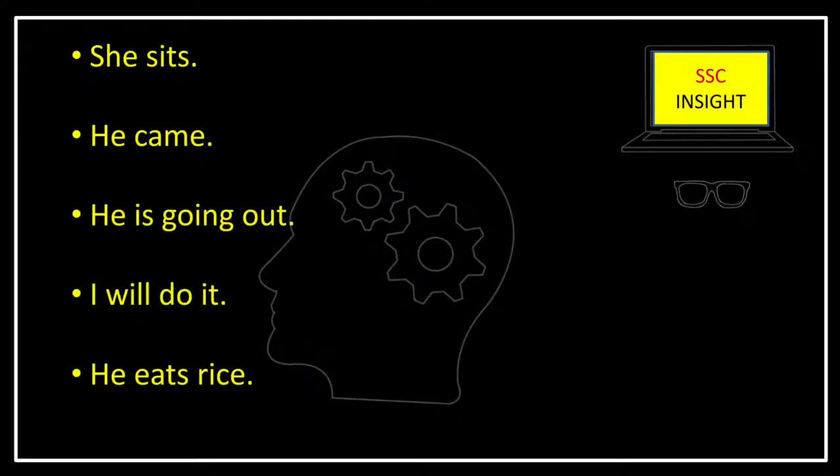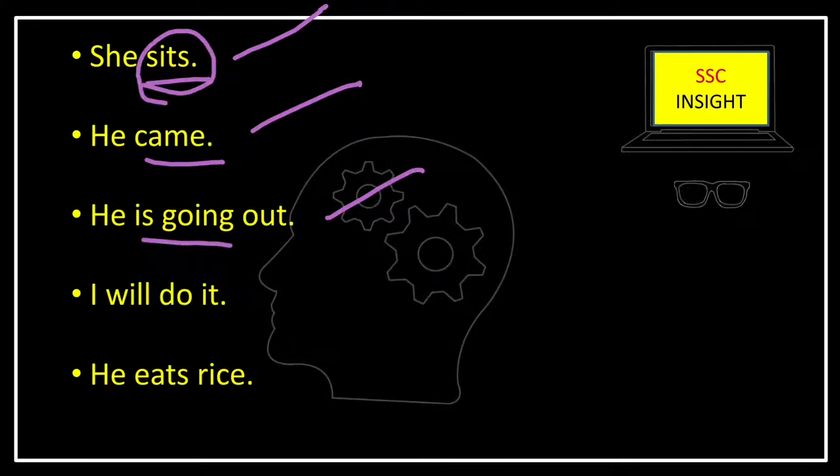Now what is special in these three examples? It is because of their verbs. These verbs do not need any object to complete a sentence, but these verbs need one. If I say he eats, it doesn't make sense. If I say I will do, it doesn't make sense. I need an object at the end of the sentence.